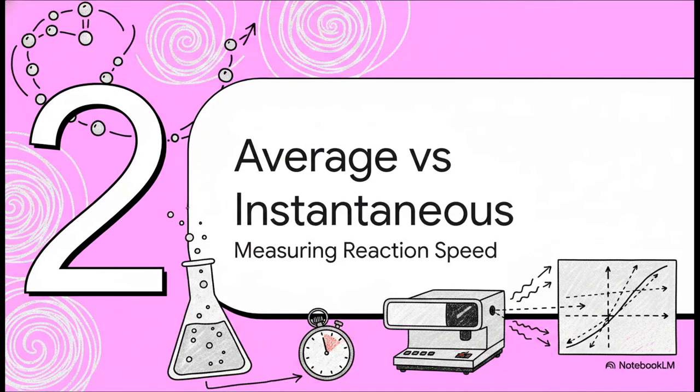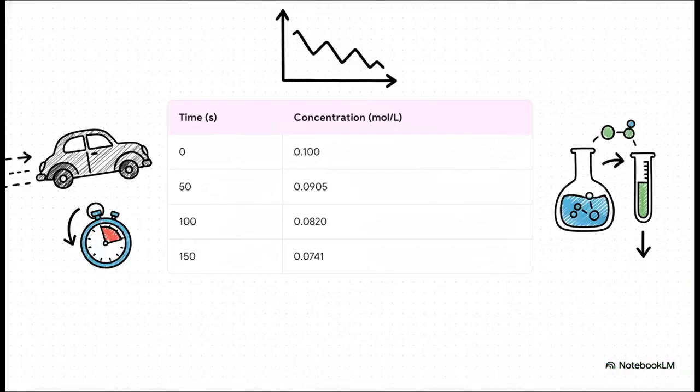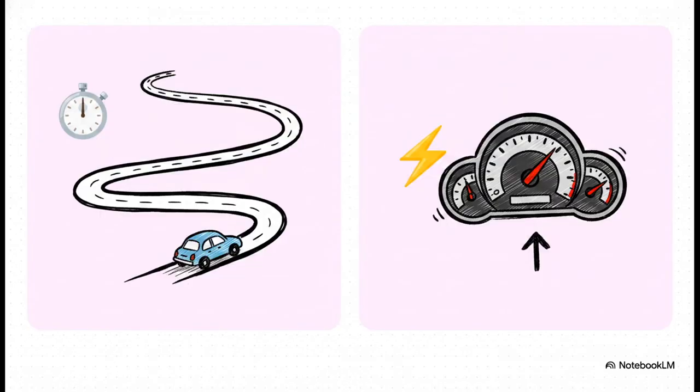Moving right along to section 2, average versus instantaneous rates. Let's see how chemists actually measure this stuff. Think about calculating your speed on a long road trip. You take the total distance and divide by time, right? Well, chemists do the exact same thing to find the average rate. We look at the dropping concentration of a reactant over time intervals. For instance, with butyl chloride hydrolysis, you can see the concentration steadily dropping from 0.1 moles per liter down to 0.0741 over 150 seconds.